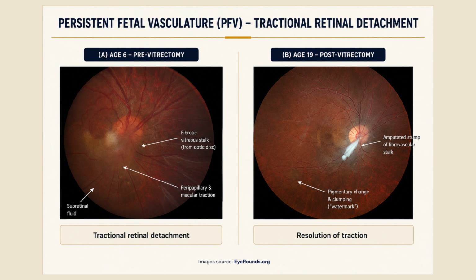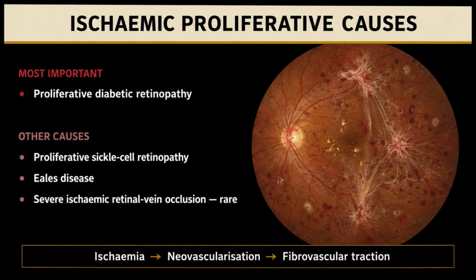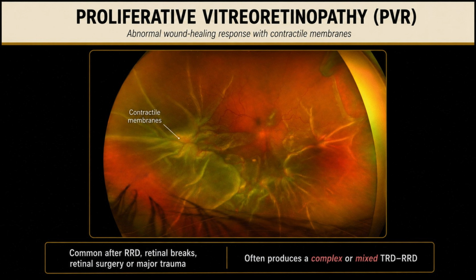Then we have the persistent fetal vasculature. This is another pediatric cause in which persistent embryological fibrovascular tissue can exert traction on the retina. So this was the mechanism wherein the ischemia was responsible for fibrosis. A different mechanism of fibrosis actually occurs in proliferative vitreoretinopathy or PVR.